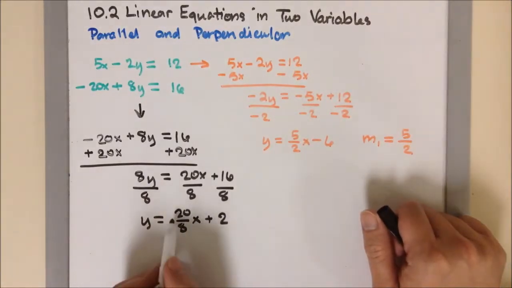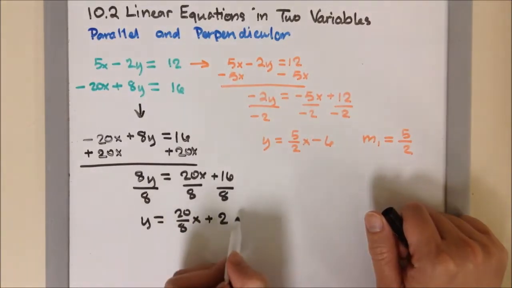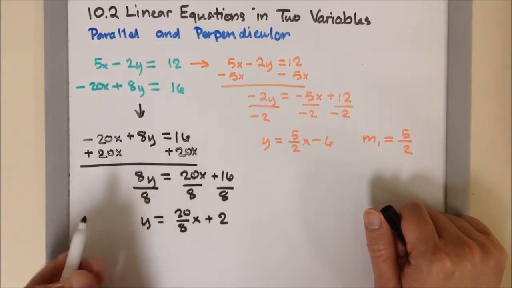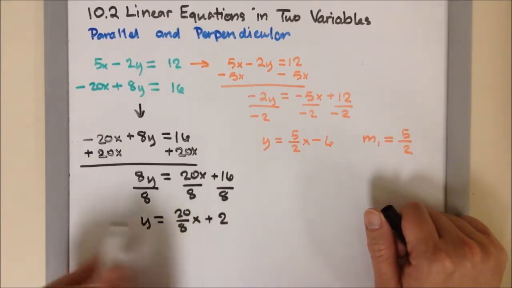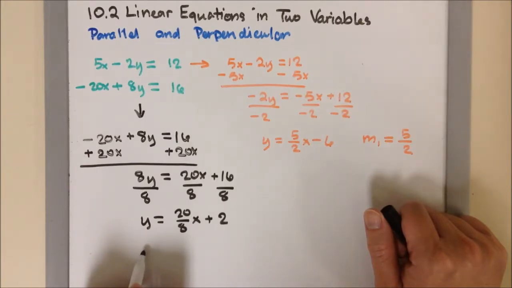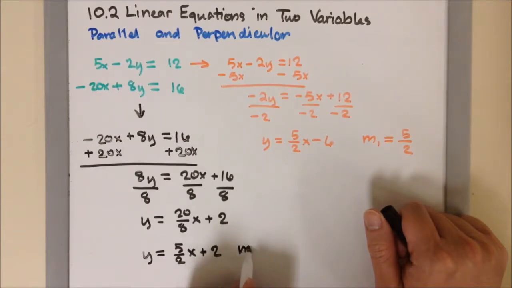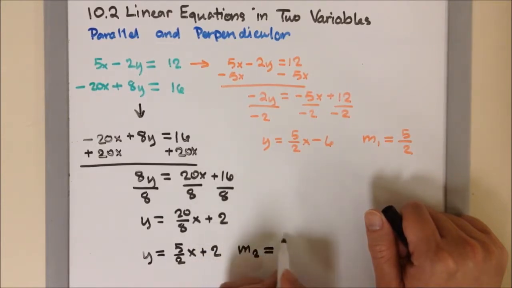Now, I can simplify 20 over 8. Top and bottom, numerator and denominator can both be divided by 4. That's our common factor. So I'm going to have y equal 5 over 2x plus 2. Here, m sub 2, the slope is 5 over 2.